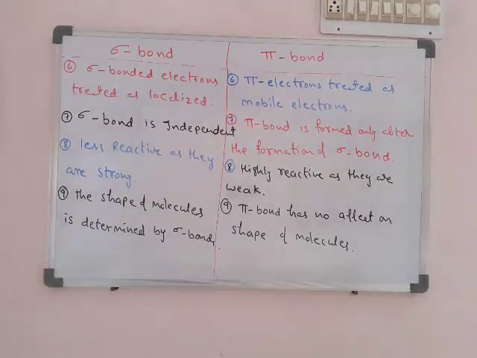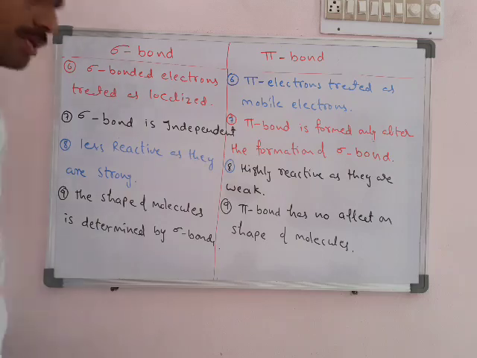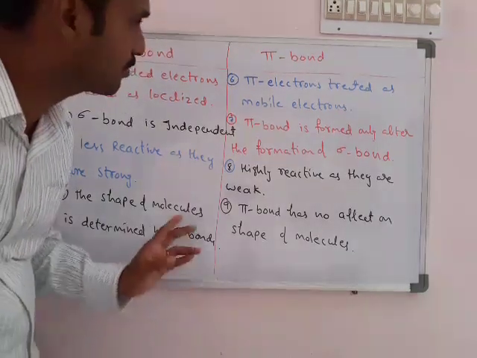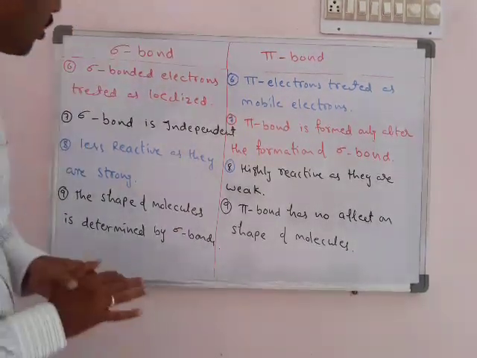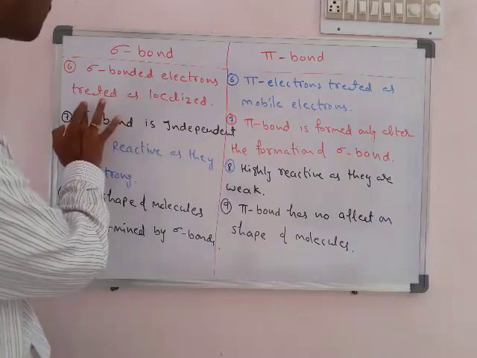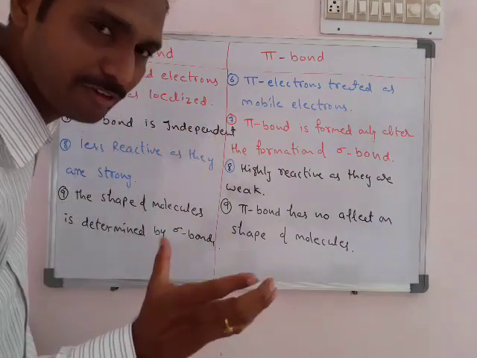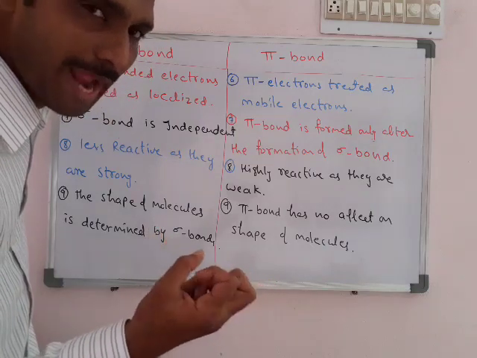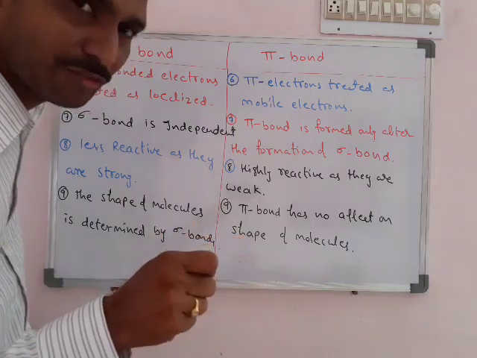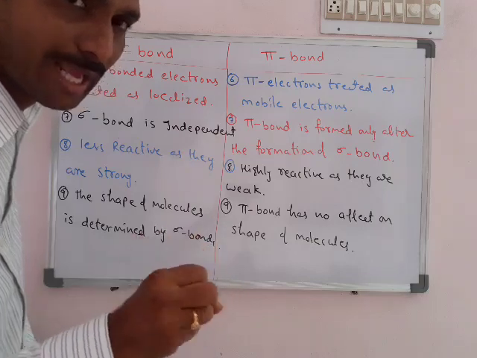So here there are some more points. There is a comparison of sigma and pi bonds. We already saw that sigma bonded electrons are treated as localized. It means they are present exactly between the two atoms, in a straight line. That's why they are treated as localized.